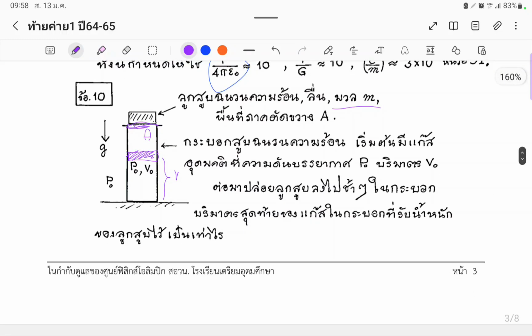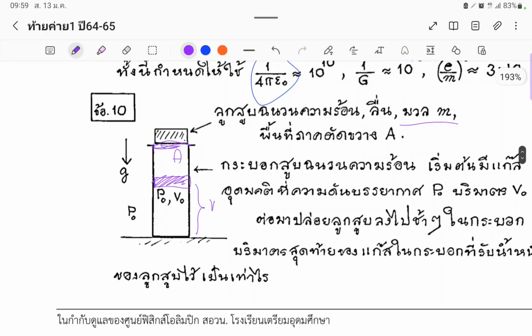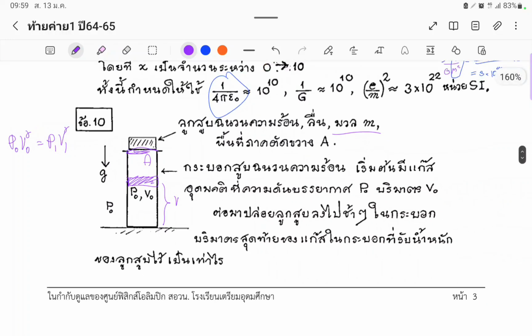So the first thought that comes to mind is, is this all insulator, because there isn't going to be any Q flowing outward or inward from this system. So in the first thought, I'm going to use P0 V0 to the power of gamma equals P1 V1 to the power of gamma, but we don't know gamma, right?